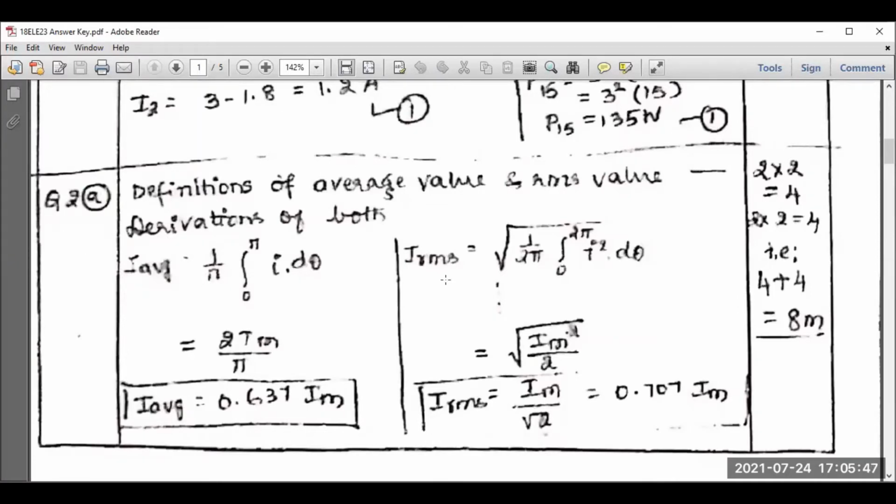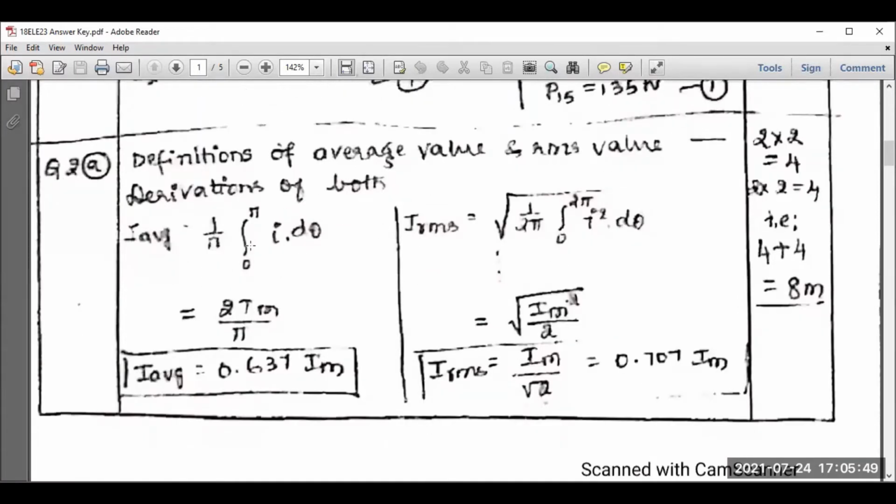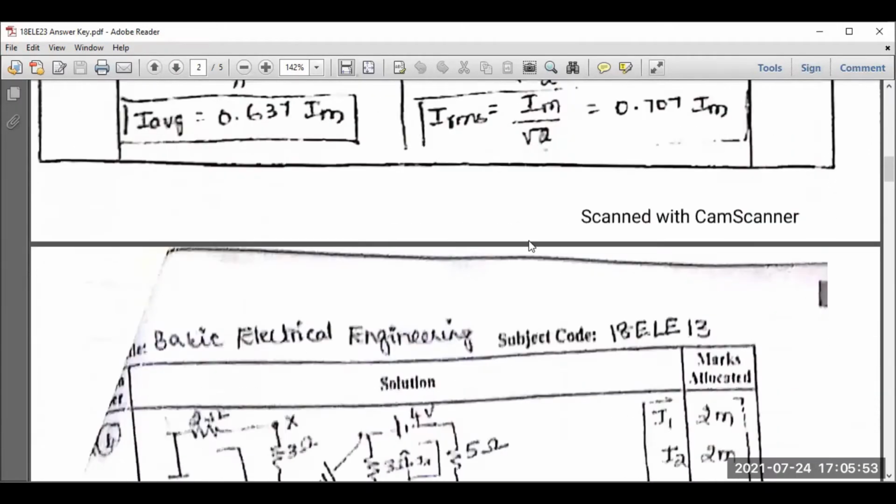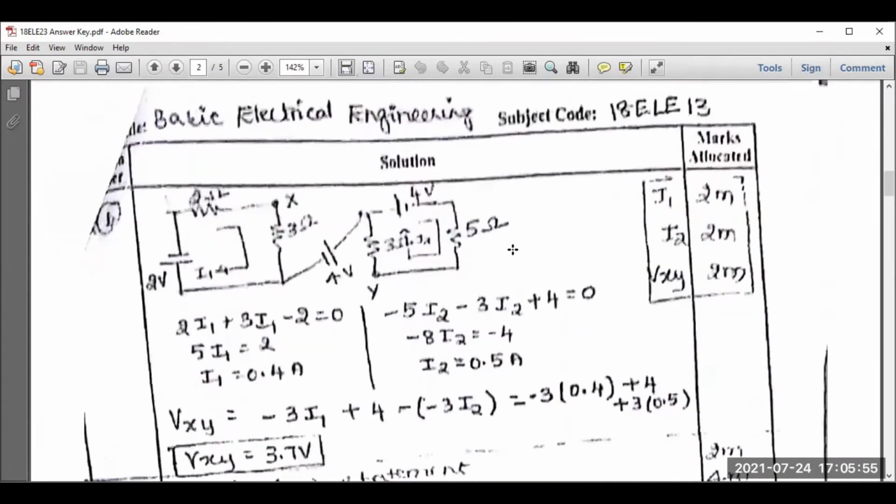Question 2a, you can see the derivation. The derivation as well as the definition of RMS and average value carries 8 marks. You can go through the derivation. And the second part is actually the application of KVL, and you calculate the potential difference between X and Y. Then you are going to divide each and every case.